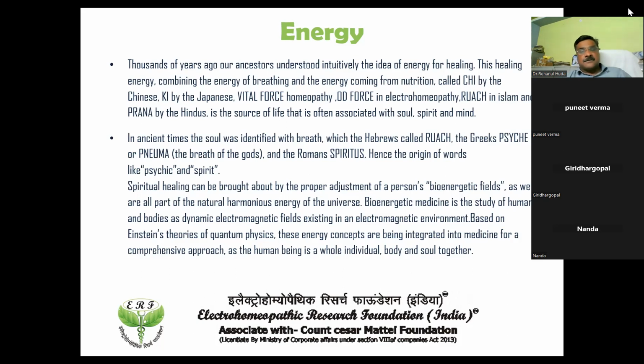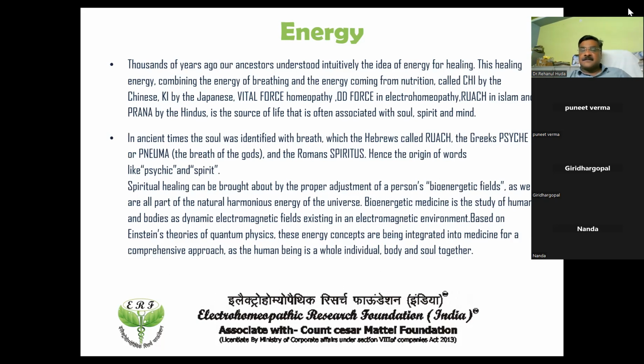In ancient time, the soul was identified with breath, which the Hebrews called ruach, and the Greeks pneuma, the breath of the god, and the Romans spiritus. Hence, the origins of words like psyche and spirit. The spiritual healing can be brought about by the proper adjustment of a person's bioenergetic field, as we are all part of the natural harmonious energy of the universe.